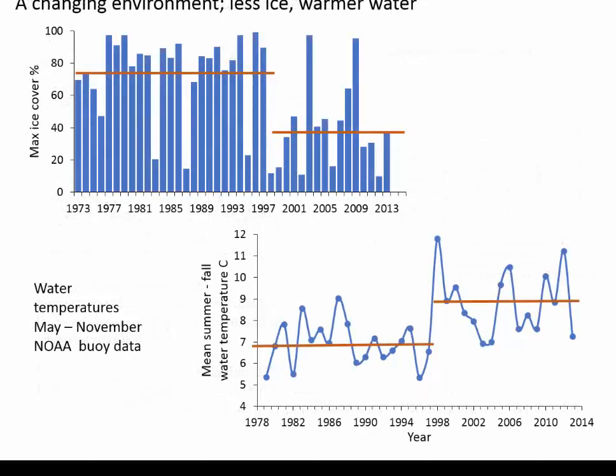We're also seeing a change in environment. I showed this plot as well, where we've seen a change in ice cover on Lake Superior, and this translates to warmer temperatures, particularly in the summer, and they come on earlier, so it's warmer for a longer period of time. And so there's a pretty big difference in water temperatures since 1998.